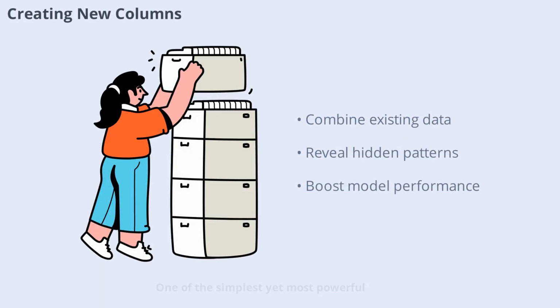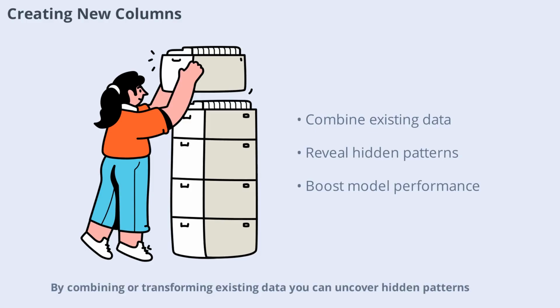One of the simplest yet most powerful techniques in feature engineering is creating new columns. By combining or transforming existing data, you can uncover hidden patterns. For instance, if you have a dataset with sales and costs, you can create a new column for profit. Or if you have a date column, you can extract the day of the week to see if it impacts sales. These new features often provide valuable insights and boost model performance.